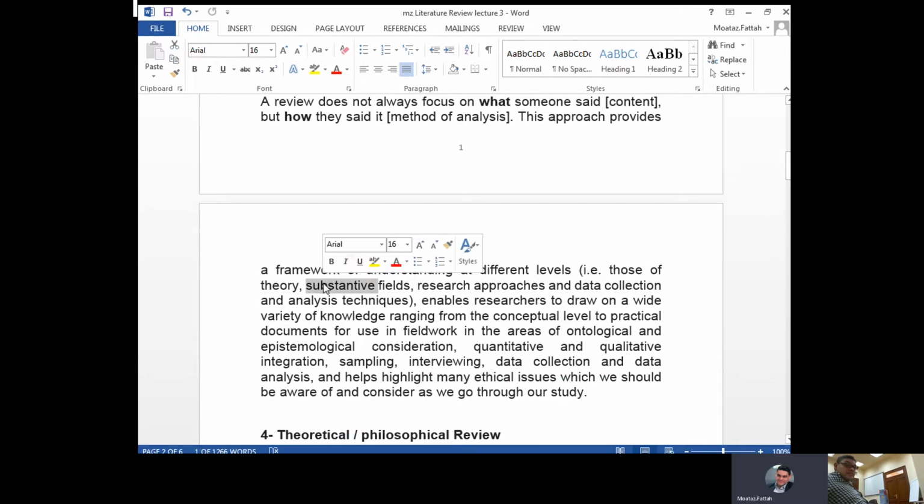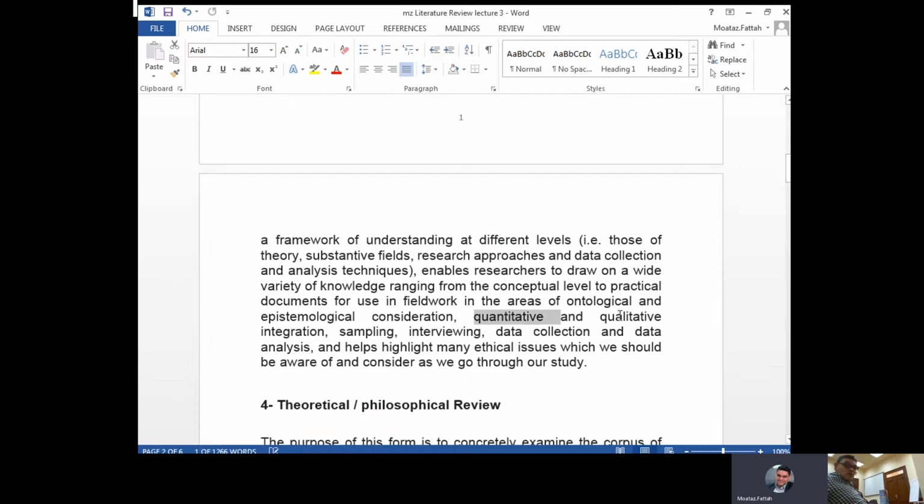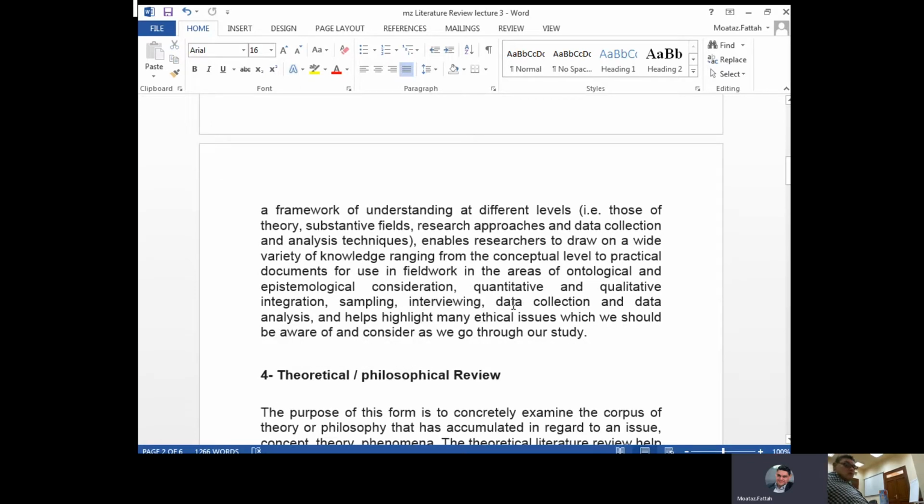Is this a substantive field? What kind of research approach was it? Was it empirical? Was it quantitative? Was it qualitative? What kind of sampling did it use? Did you do interviews, data collection, data analysis, and so on? You might simply say, you know what, those people have been doing that using samples of 50 people and less. I'm going to do a sample of over 500.